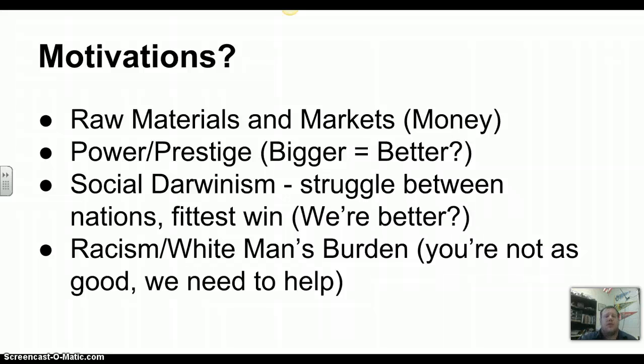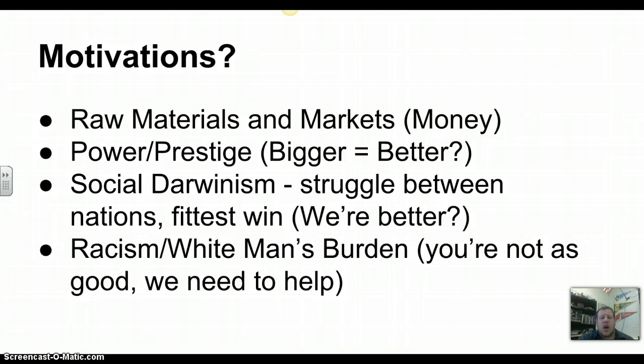A big part of it came down to raw materials and markets. Raw materials being stuff that is brought in from colonies to the mother country, markets being places to sell that stuff. When we analyzed the documents last week, Thursday and Friday, we saw those in the charts that were there. The idea of power and prestige: does bigger really equal better? Countries want to have more land, more power, that power struggle between two different groups. Look at those two documents with the English writer and the German writer, who basically said we need colonies to become more powerful and better.